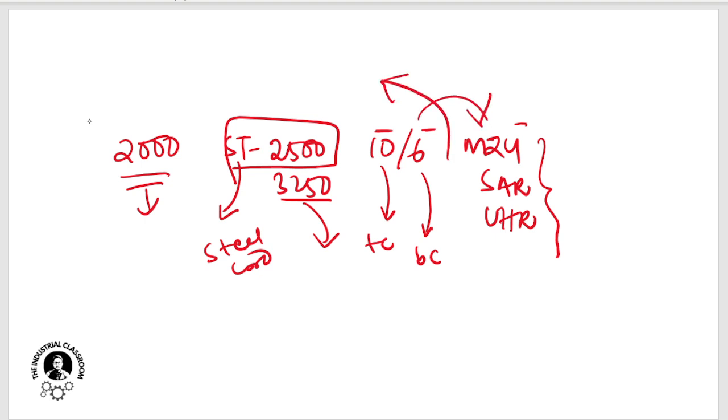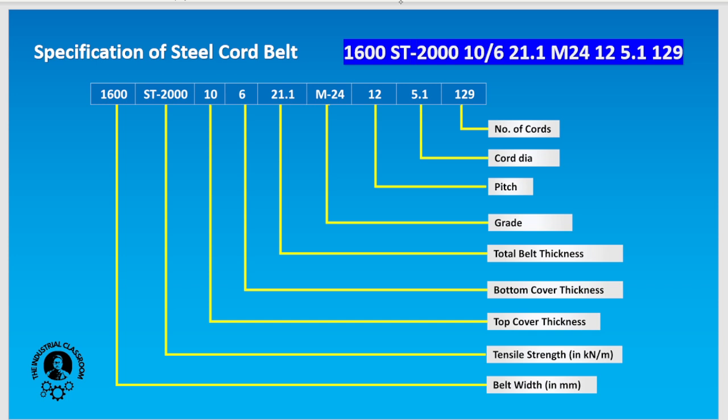If we move to the detailed specification, we can see that in fabric belts we have 1000 by 4. From this we learn that 4 is the number of plies. But how many steel cords are present here? We can find that when we go to the complete detail. So this is the detailed specification of the steel cord belt.